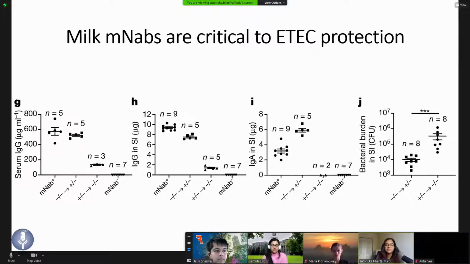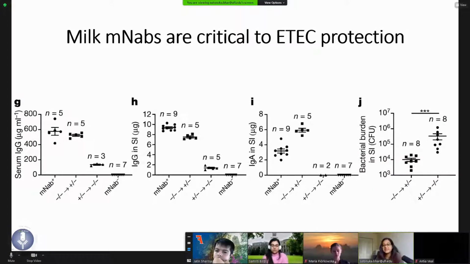The -2 plus pups, that is, which didn't have antibodies, now have antibodies, and the +2 minus ones did have antibodies, now don't have antibodies. As we can see in this figure, the -2 plus pups had high IgG titers in the serum as well as in the small intestine, as well as high IgA in the small intestine. The bacterial amount in the small intestine of -2 plus pups was much lower, 30-fold lower as compared to +2 minus pups. That means the bacterial burden tells us how much the ETEC was colonized in the small intestine, and this says that it was either not colonized or very little colonization happened.